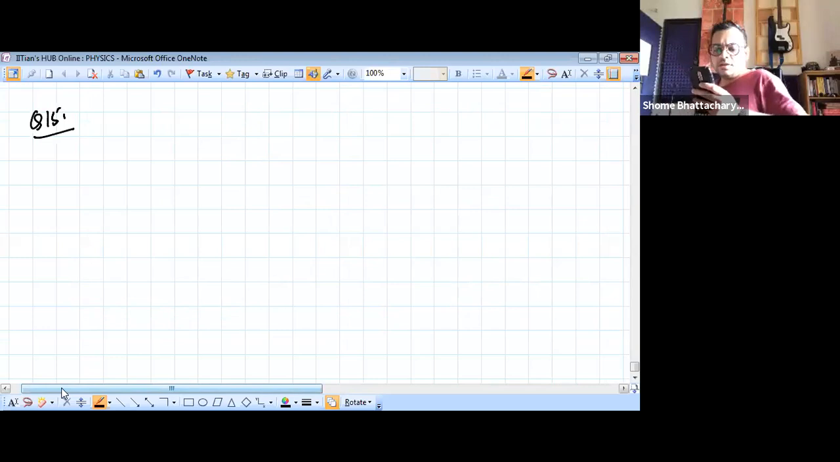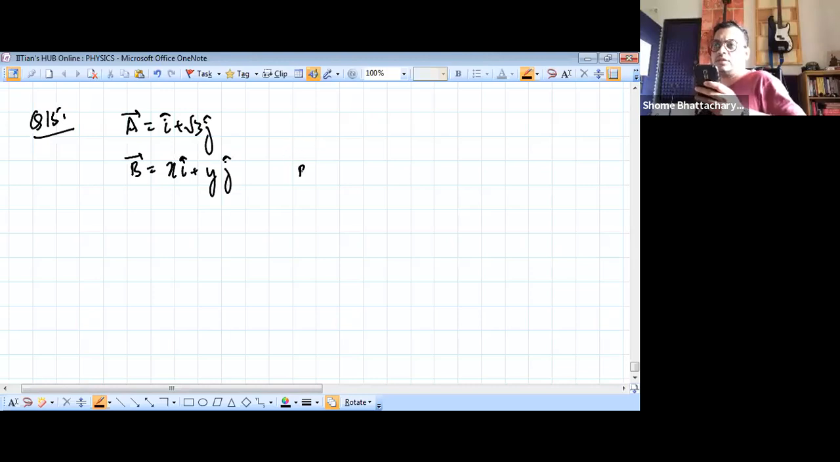Okay, answer. So A and B are given to us. They are perpendicular to each other. So vector A is given to us as I cap plus root 3 J cap, and vector B is given to us as x I cap plus y J cap. I'll check the options. It is also given that the magnitude of B is equal to 4, and also that A is perpendicular to B.